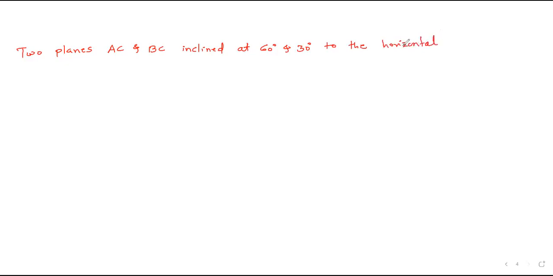Two planes are there which are inclined at an angle of 60 and 30 degree to the horizontal, meet at point C. So these two planes meet at point C. So C is the common point between these two planes, as shown in figure. So figure is also given to you.